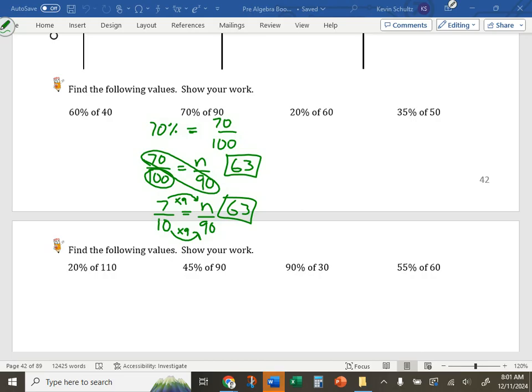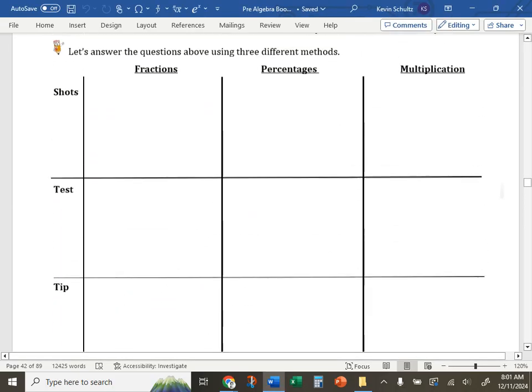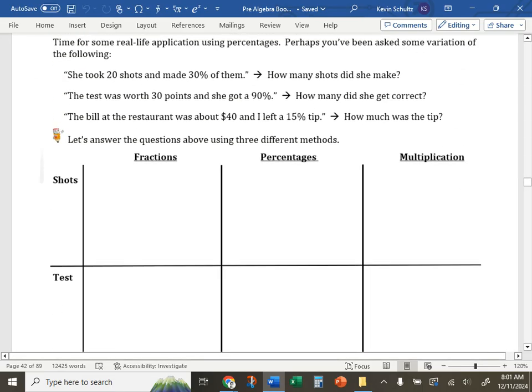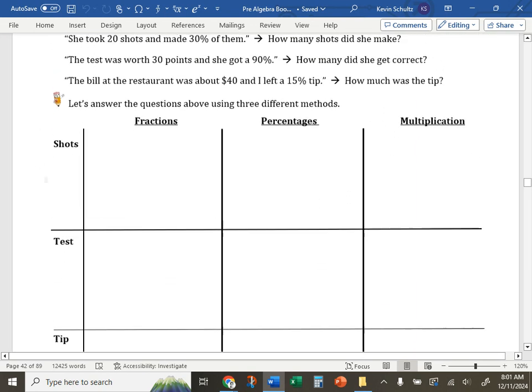Very good. So the second method we're going to talk about today is the percentage method. And like I said, you don't need to know all three of these. You really only need to know one of them to have success, but it's nice to have options in case your brain clicks with one better than the other.